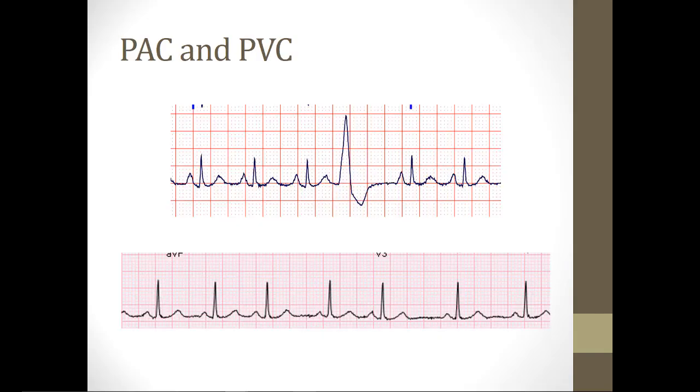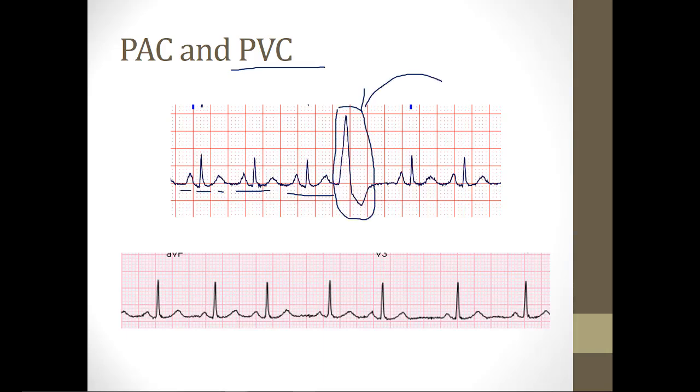A PVC is a premature ventricular contraction. It is a depolarization that originates in the ventricles and causes the myocardium to depolarize outside of the control of the SA node. So if you look at this rhythm strip at the top of the screen, we've got a sinus P wave followed by a QRS complex and a T wave, another sinus P wave and a QRS complex and a T wave, another one, and then we have this early, wide, aberrant looking beat.